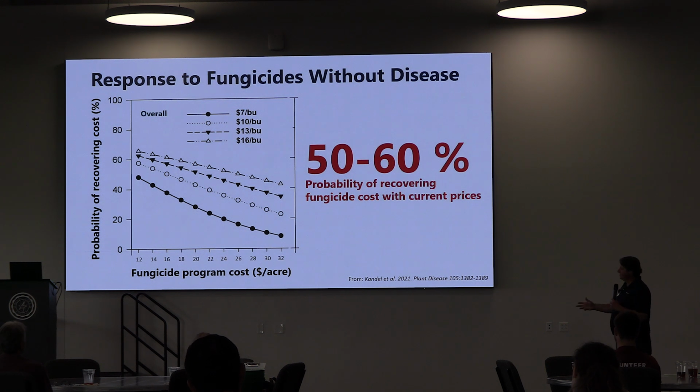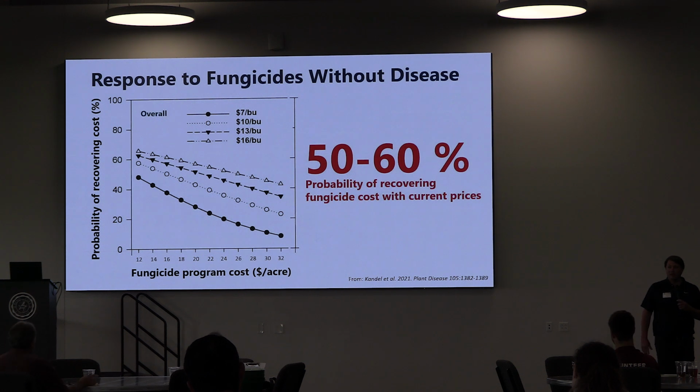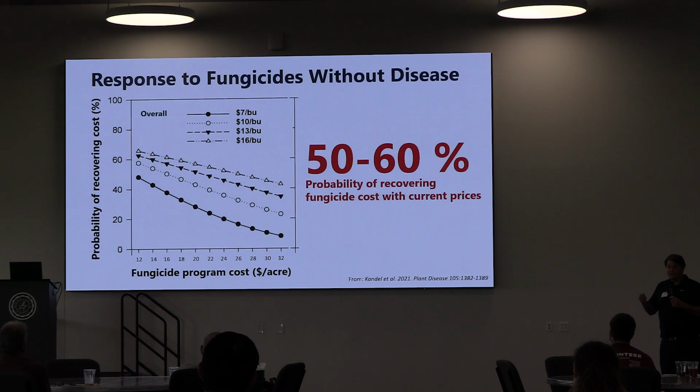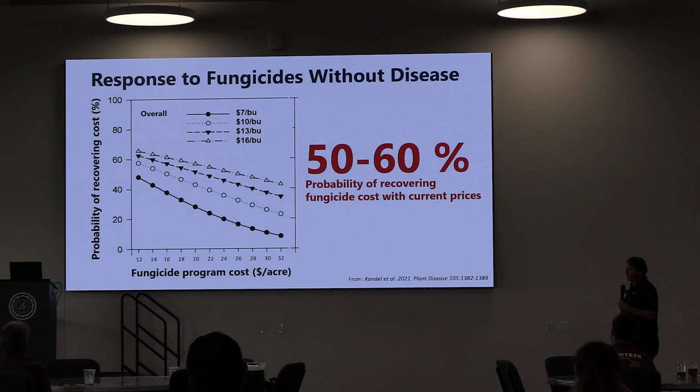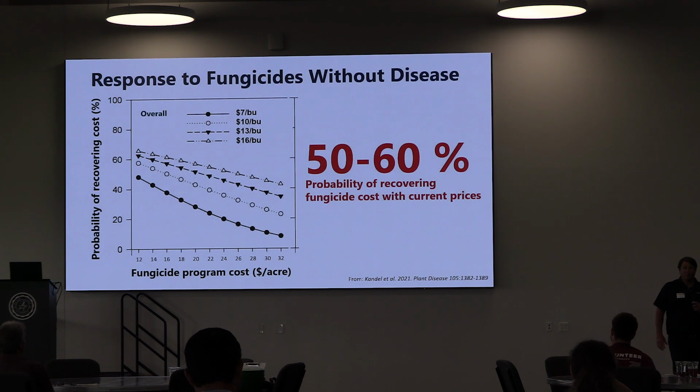And as Boris mentioned, it's almost like flipping a coin when you don't have disease pressure. So it's about a 50 to 60% probability of recovering those costs. So it does happen. You can apply a fungicide and not have disease pressure and still have a return. But the problem is we can't predict it. We don't really have a way to predict when that will happen when there's no disease pressure. There are some physiological things the fungicides can do that might help improve yield, but I just can't predict when that's going to happen, and it's about a 50-50 scenario.